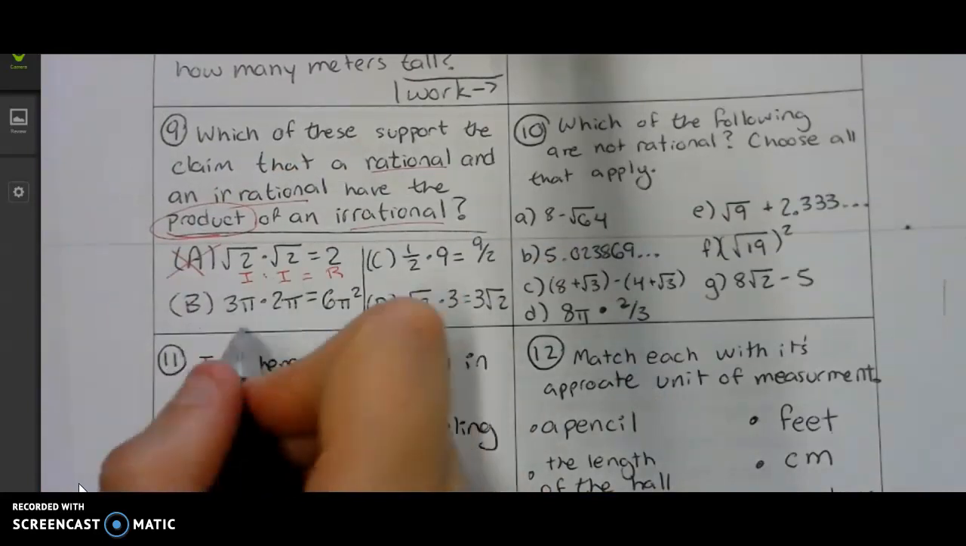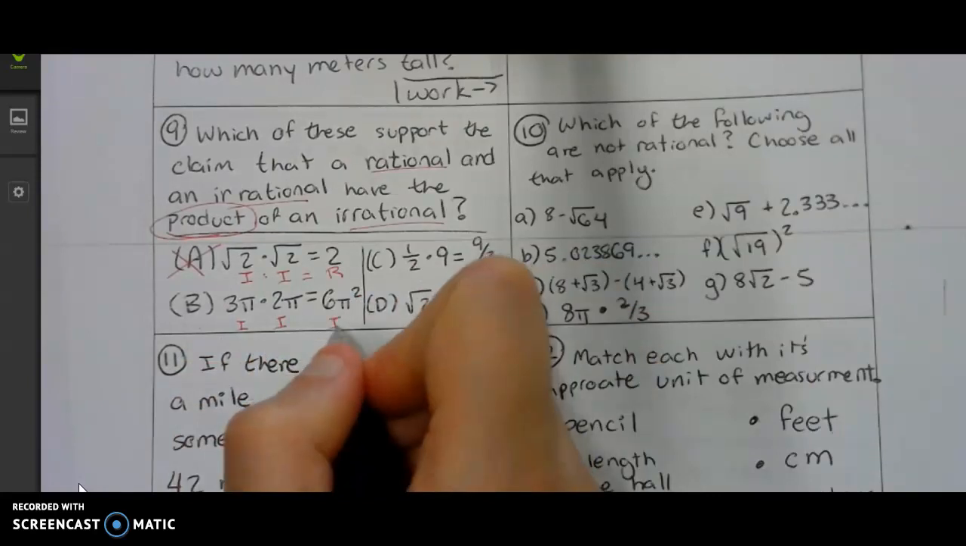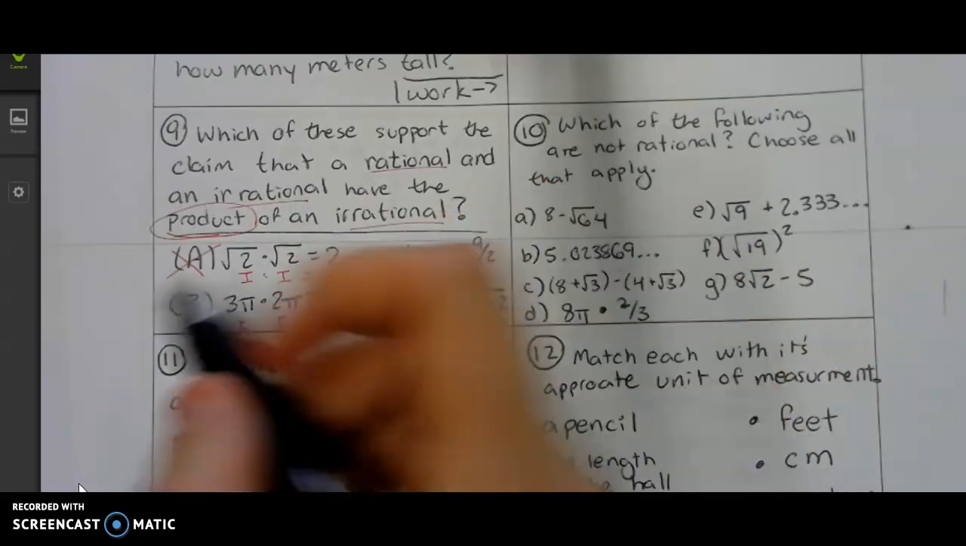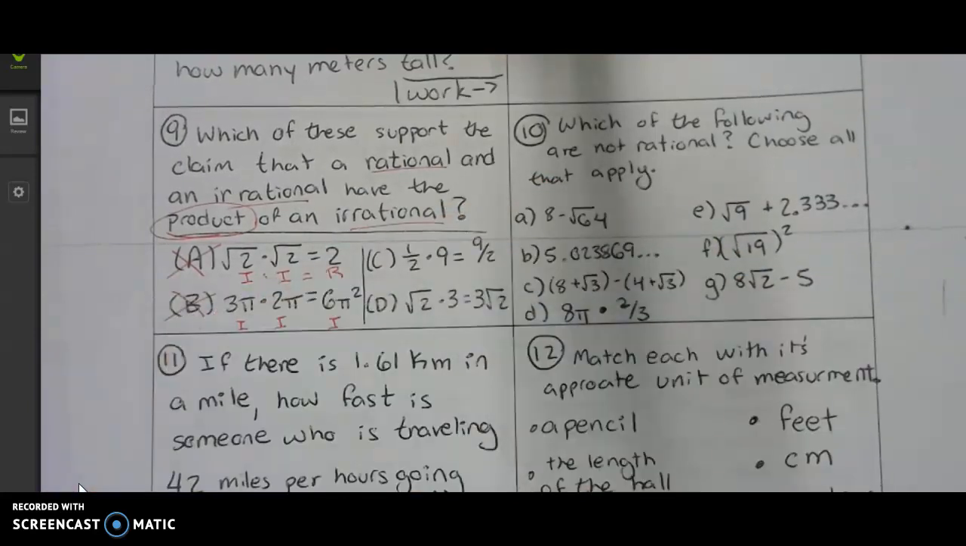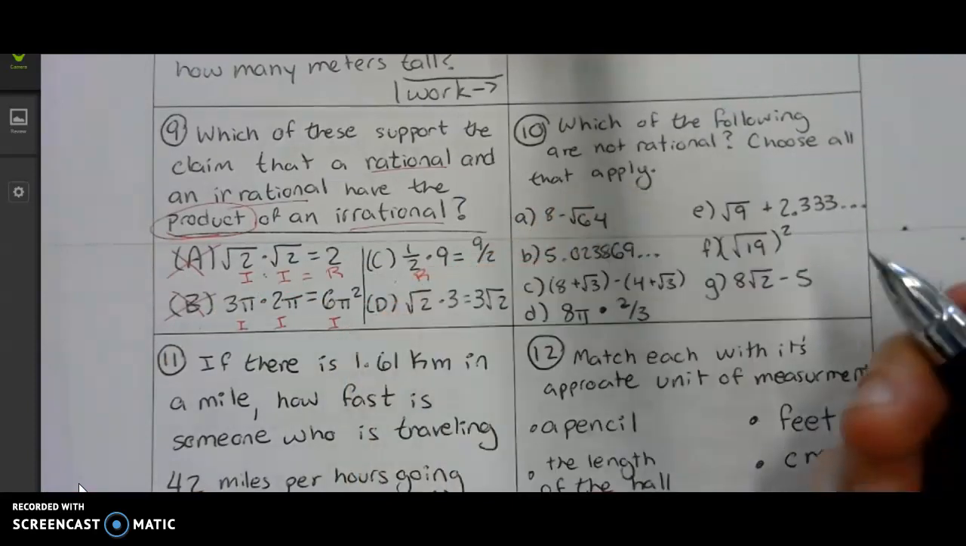B is an irrational because that's pi times an irrational, because that's pi, equals an irrational because it still has pi. And we're not looking for two irrationals, just one. So that's not right.